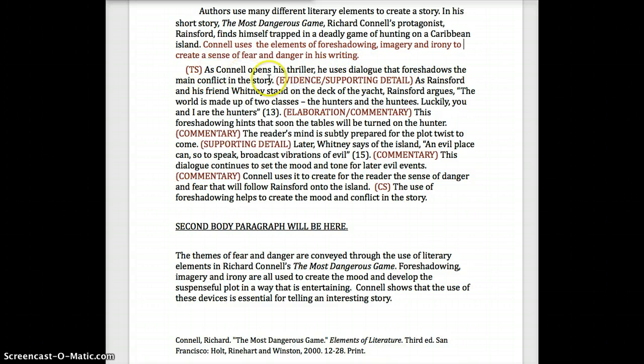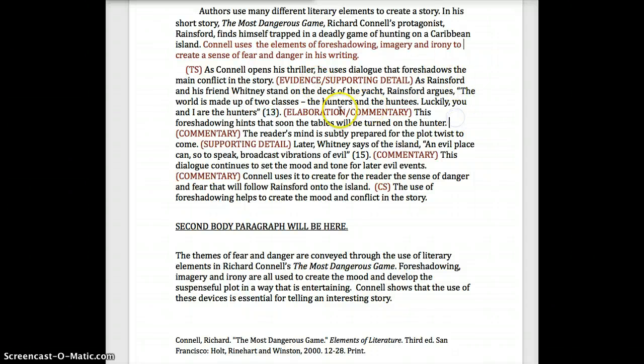So the second sentence would be your first supporting detail, example, concrete detail, something that Rainsford, in this case, has said specifically, okay, which is a detail that sets up that foreshadowing. Look and see that it is a direct quote from the story. This number here is the page number where it appears in your book, in the textbook that you are using.